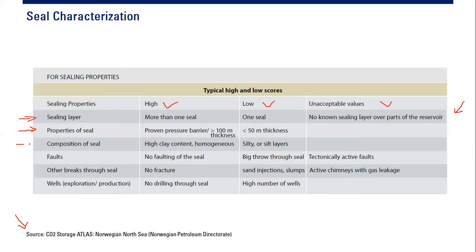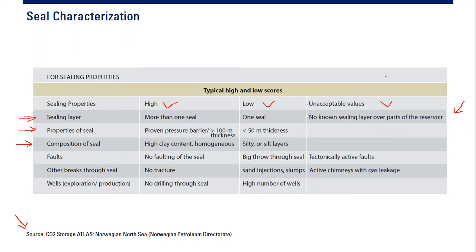And then you also need to characterize the composition of the seal. So you need to do some measurement. You need to take samples, core samples, or at least cuttings of the seal rock, and do the composition measurement. If you have high clay content and if it is homogeneous, then it is considered a good seal. It has high sealing properties. But if it is silty or has silt layers, then it's still considered low, poor sealing properties.